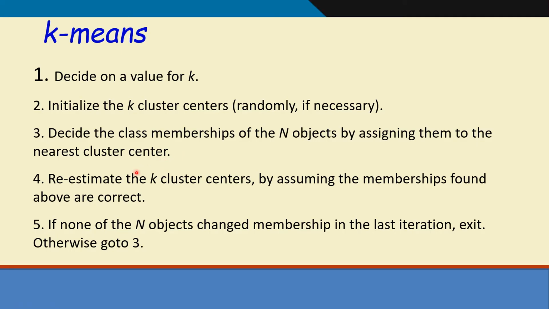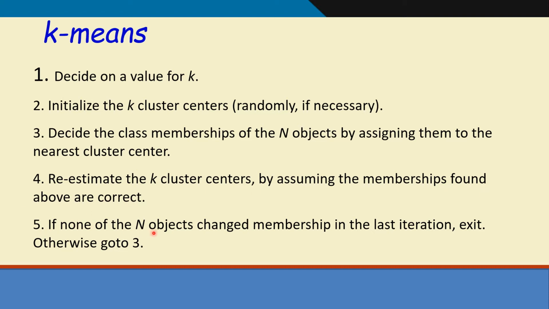So these are the steps for k-means clustering. First, we have to decide on the value of k. Initial k cluster centers are randomly decided. Then decide the class membership of the n objects by assigning them to the nearest cluster center. Whatever cluster centers you have decided, the objects near to it are assigned to that cluster. Then again, we re-estimate the k cluster centers. The cluster centers would be adjusted by assuming the membership found above is correct.